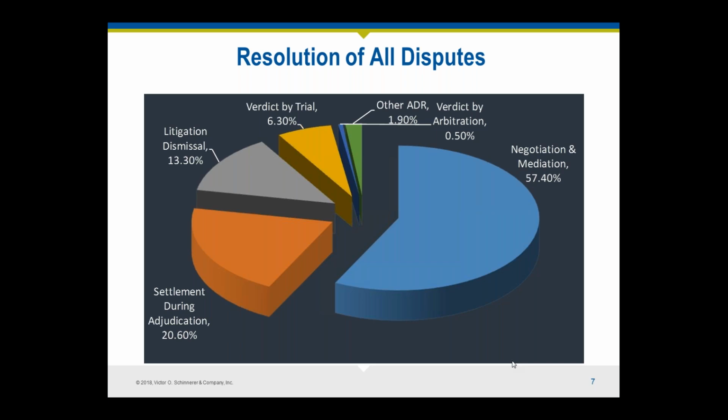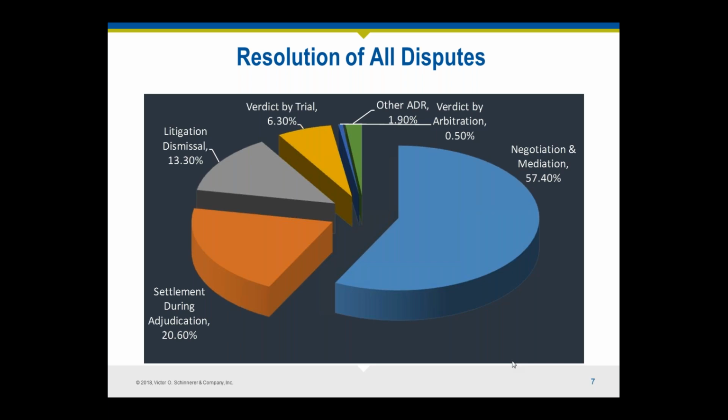20% settled during adjudication. What that means is that the lawsuit has been filed and probably you've gone through some discovery, depositions and requests for information and things like that. So there's been a lot of expenses made, but it got settled prior to going to an adjudicated verdict, meaning that it was not heard by a judge or a jury or an arbitrator.